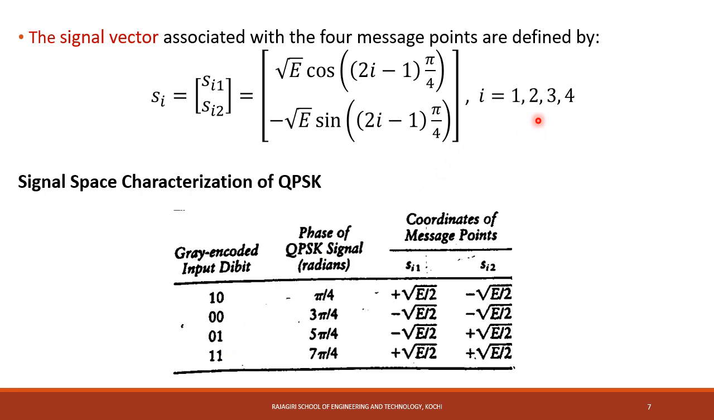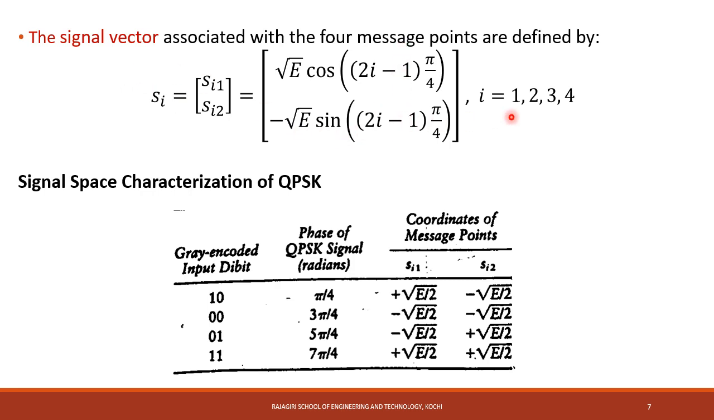So when you substitute i equal to 1, you will get the projections of the first signal on the first basis function and the projections of the first signal on the second basis function. Similarly, if you substitute i equal to 2, you will get the projection of the second signal on the first basis function and the projection of the second signal on the second basis function. So this is actually giving you the coordinates of the message point. The signal vector actually gives you the coordinates of the message point.